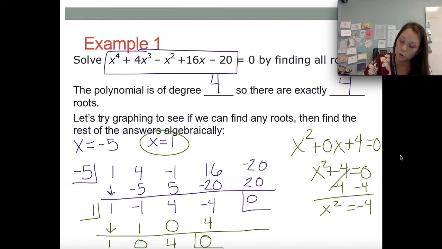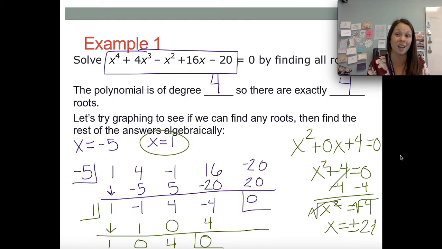Then I'm going to square root both sides. And that gives me x equals plus or minus 2i, because we're square rooting a negative number, and that is where the i comes into play because it's imaginary. The plus or minus is there because we square rooted the variable, so we have to have the plus or minus.